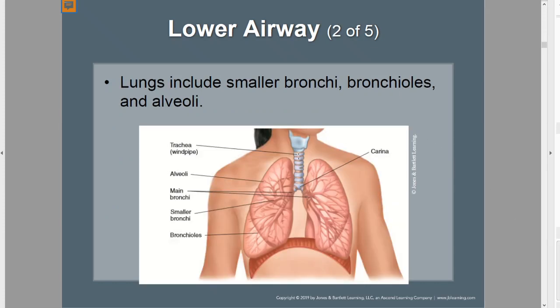So here's your trachea. This is the carina. This is where the bronchi branch off to the right and left. You have your alveoli at the end of the bronchioles. And then you have bronchi, then smaller bronchi, and then, just like I mentioned, bronchioles.